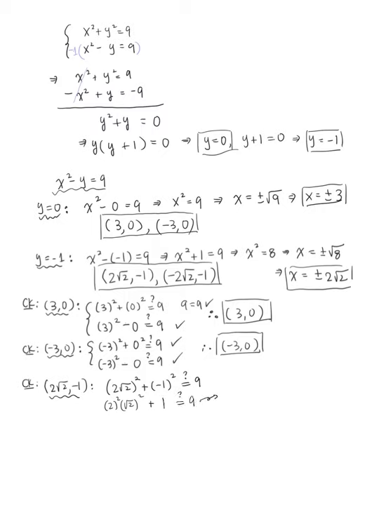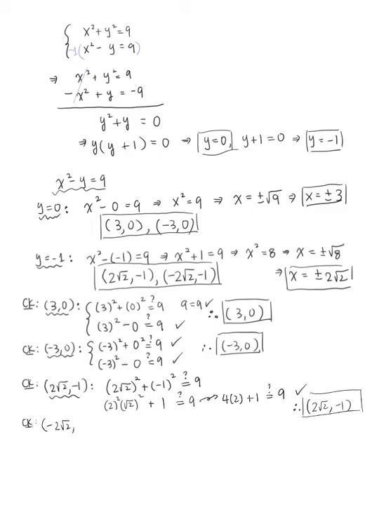So let me just check over here. 2 squared is 4, and root 2 squared is 2, and then plus 1. Is that going to give us 9? I think so. Excellent. So we get to keep 2 root 2 comma negative 1 as a solution as well. All right, one more to check.